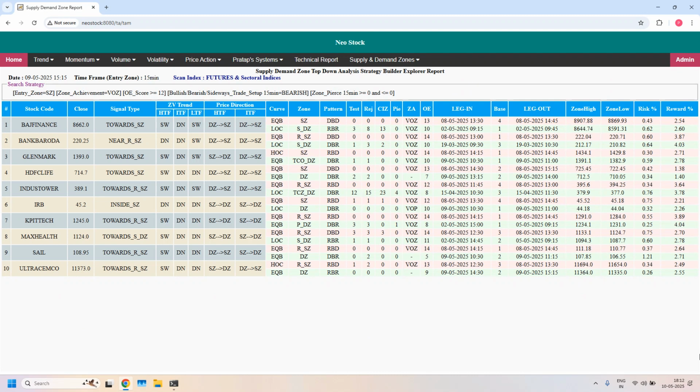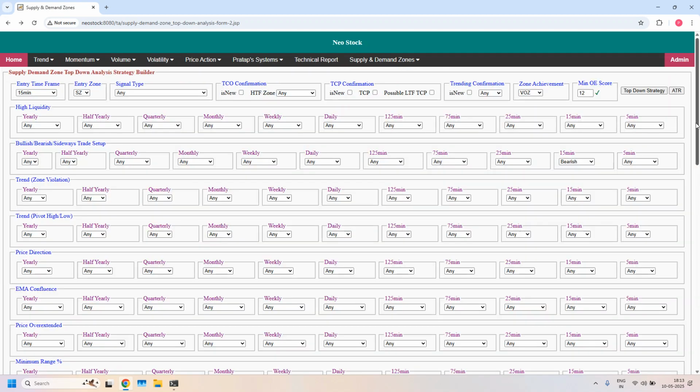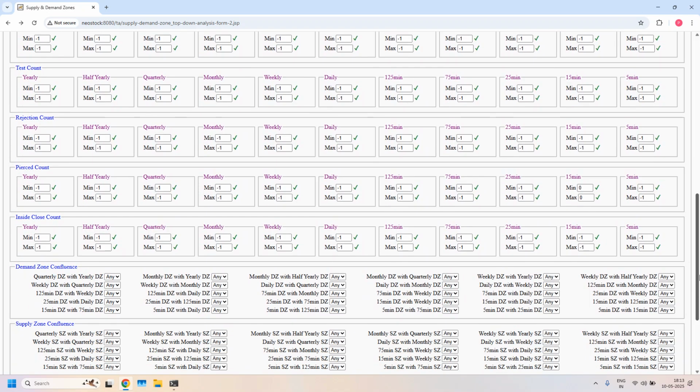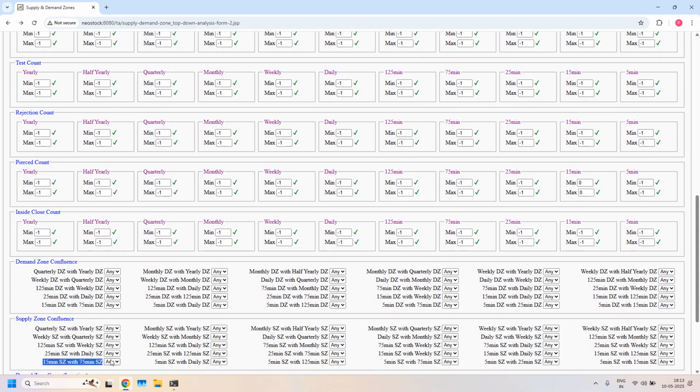So these 10 stocks are supporting bearish trade setup for daily income trade. And entry time frame zones are 15 minute supply zones. We got all these stocks 15 minutes supply zones as an entry time frame. Out of 10 stocks, how many are having more high probability to get success for the bearish trade setup, daily income trade? That we will filter based on this zone confluence. Supply zone confluence. First filter is LTF and ITF supply zone confluence. That is 15 minutes and 75 minutes supply zone confluence.